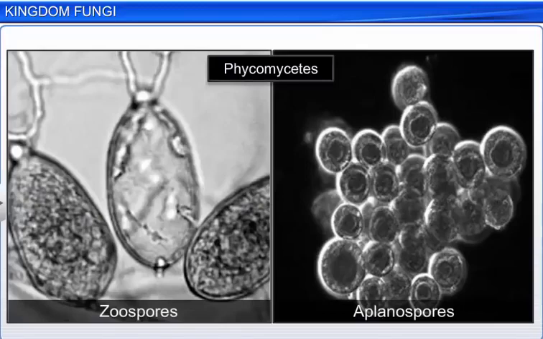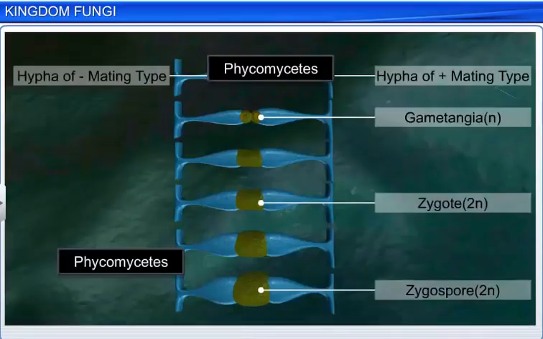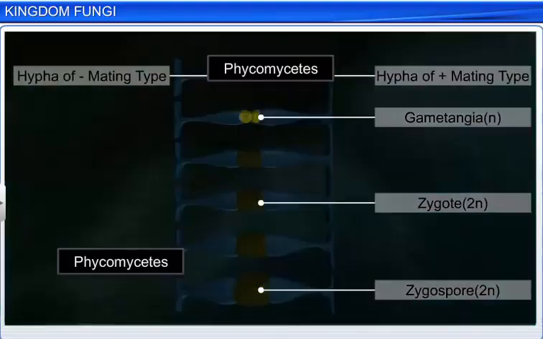They reproduce asexually by zoospores in the case of motile gametes, and by aplanospores in the case of non-motile gametes. On the other hand, sexual reproduction leads to the formation of zygospores after the fusion of gametes. The gametes may be either similar or dissimilar.